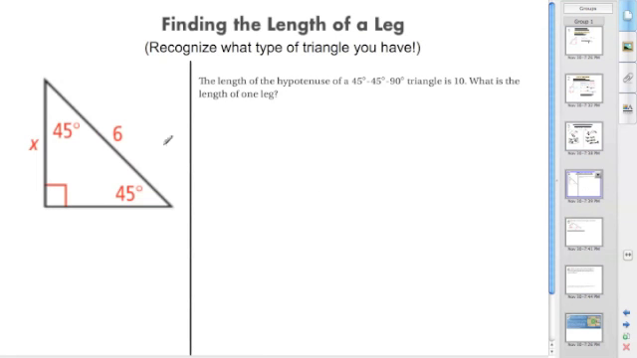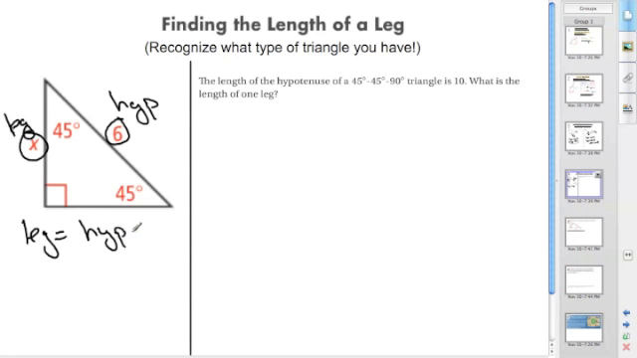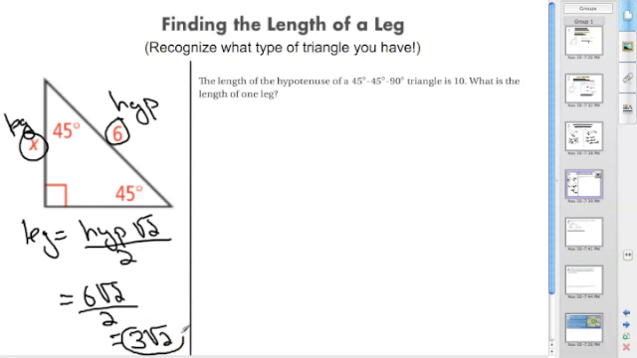Next, what happens when we're trying to find the leg in a 45, 45, 90 triangle? So again, here's our leg, here's our hypotenuse. We know that the leg is equal to the hypotenuse times square root 2 over 2. So our leg is 6 square root 2 over 2, and remember to reduce. 6 over 2 is 3 square root 2, and that's our answer.